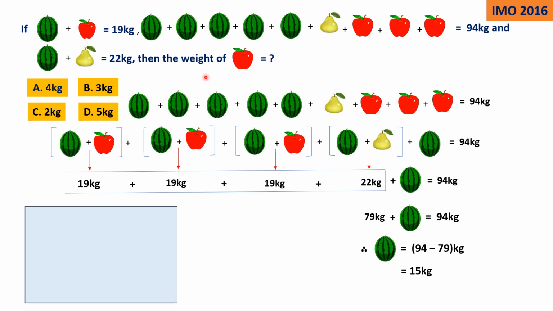The question is, weight of the apple is how much? Here, weight of the watermelon plus apple is equal to 19 kg. Weight of the watermelon is equal to 15 kg. Therefore, weight of the apple is equal to 19 kg minus 15 kg, that is 4 kg. So the correct option is A, 4 kg.